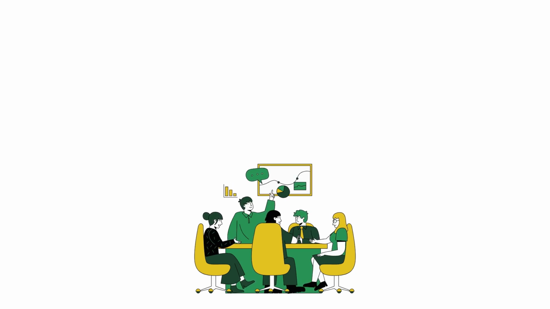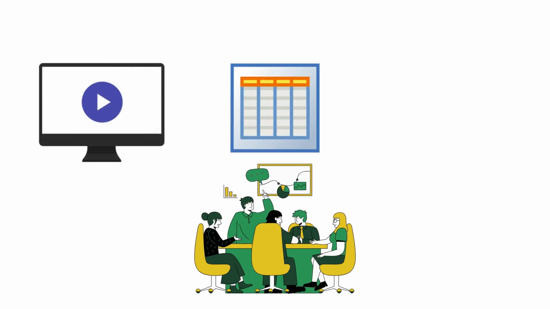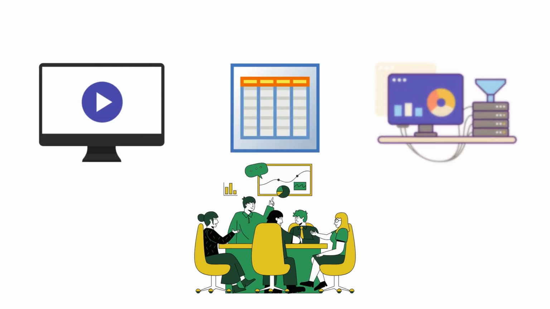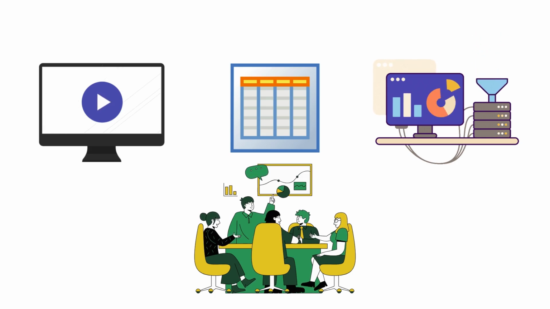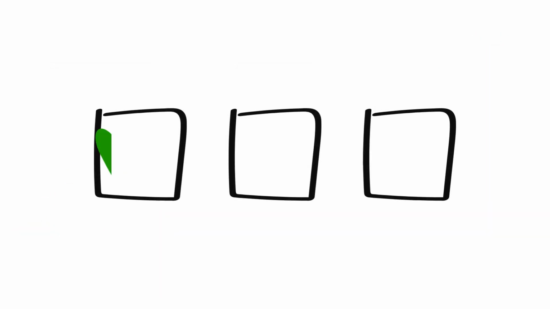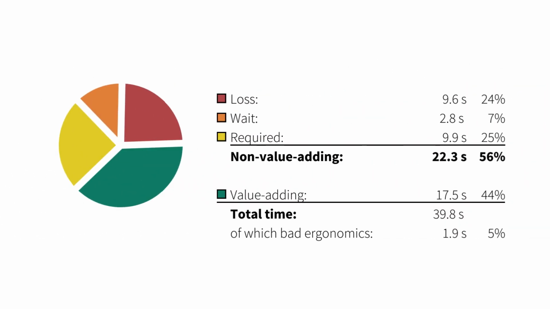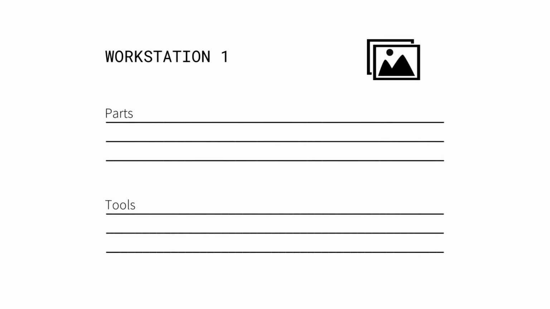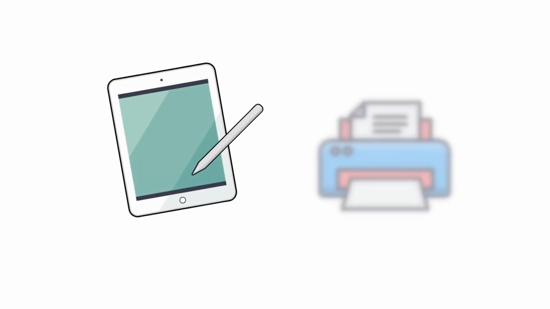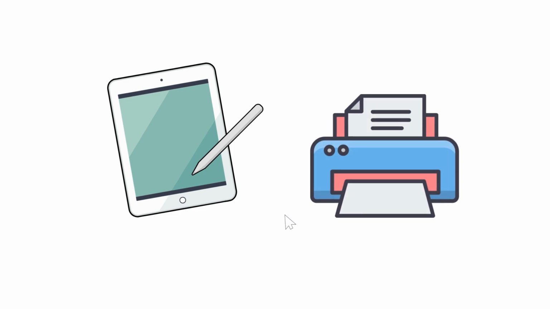AVIX Method allows you to create your processes using video analysis or your bill of materials. You can also import processes from other systems. Once the processes are defined, you can add information such as time studies or value-adding or non-value-adding analysis. Complete the information by adding pictures, parts, tools, and other relevant details. You can then generate a digital or printed work instruction, whatever you prefer.